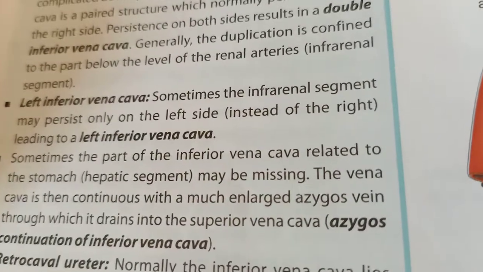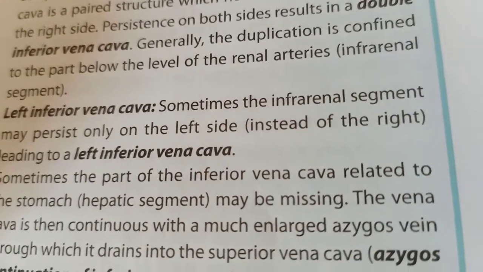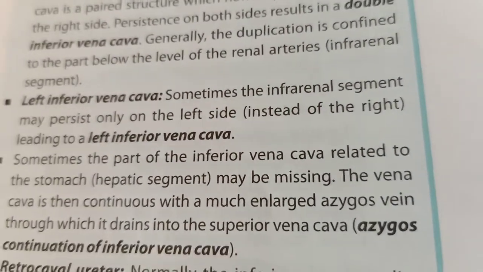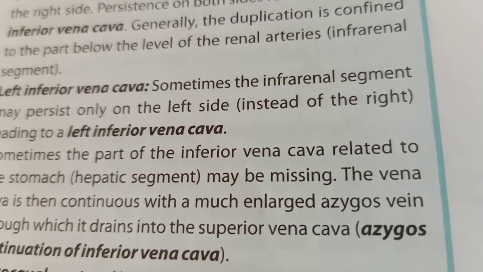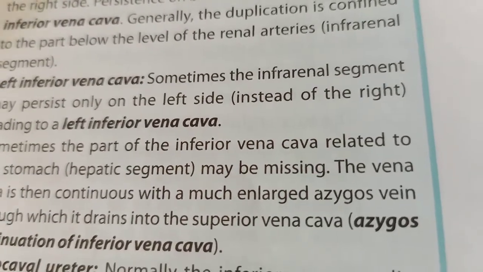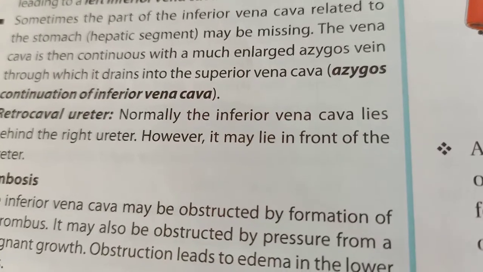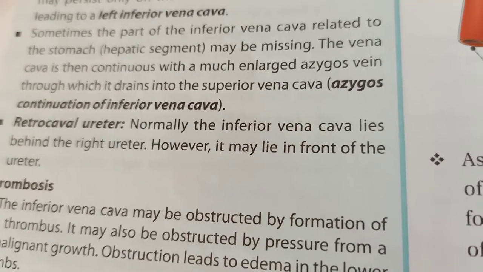Next is left IVC. Left IVC is where the IVC is on the left side instead of on the right side. The IVC is on the right side in a normal healthy subject, but if it is on the left side, it is known as left IVC. This is also a developmental and congenital issue.